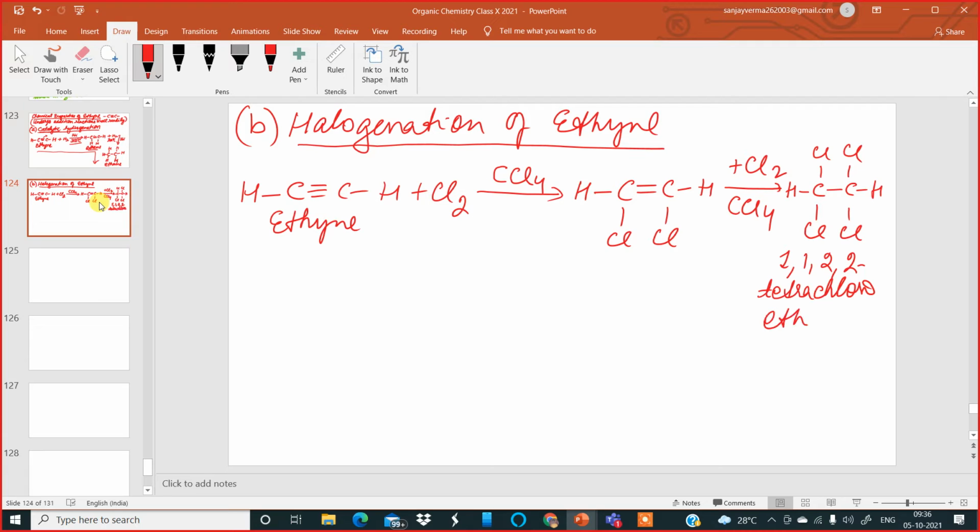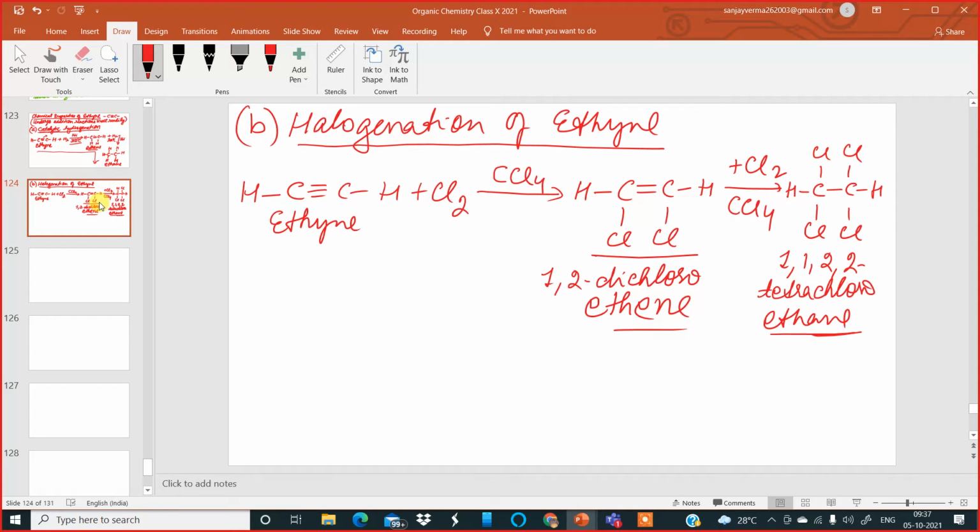Tetrachloroethane. Now, if you look at this one containing two chlorine atoms, this compound is called 1,2-dichloroethene. Ethene, E-T-H-E-N-E. Okay, so this is the reaction of the halogen chlorine with ethyne to finally produce tetrachloroethane.